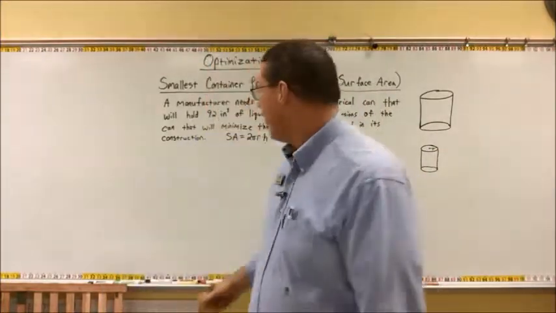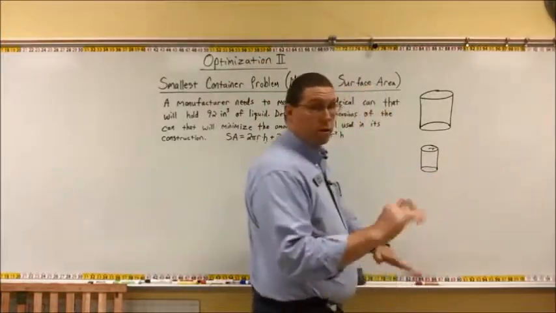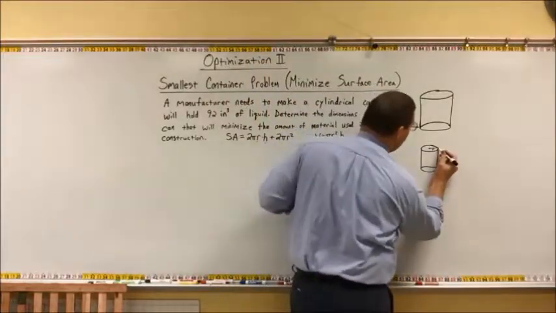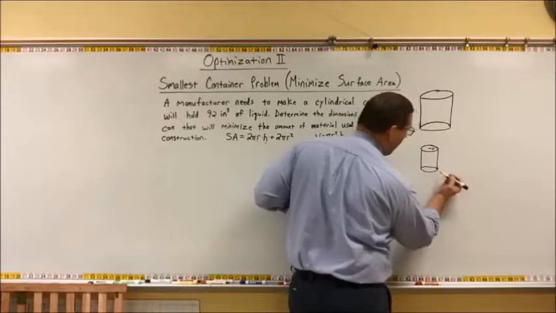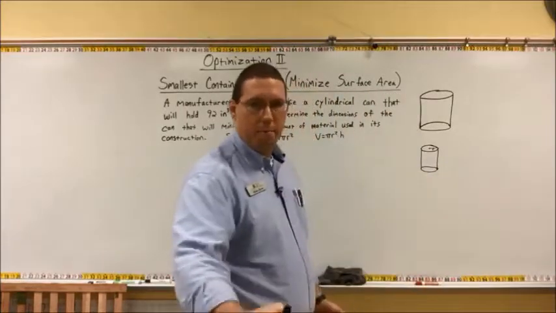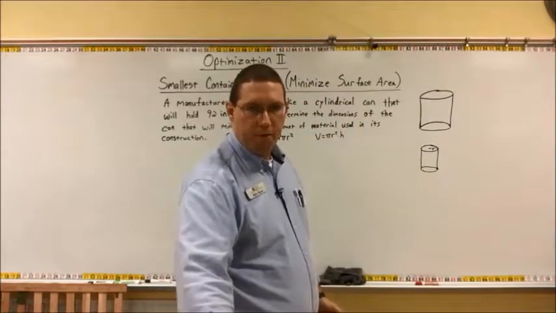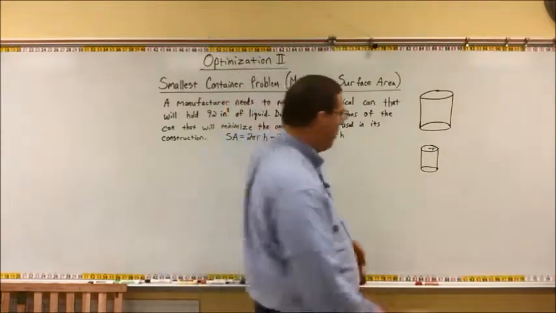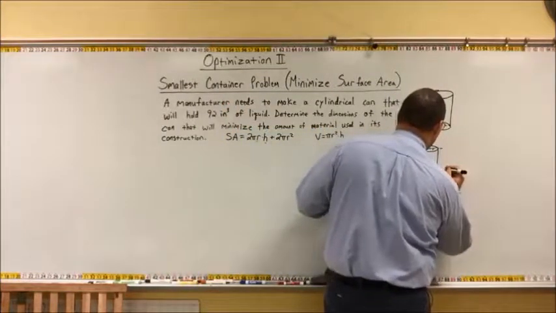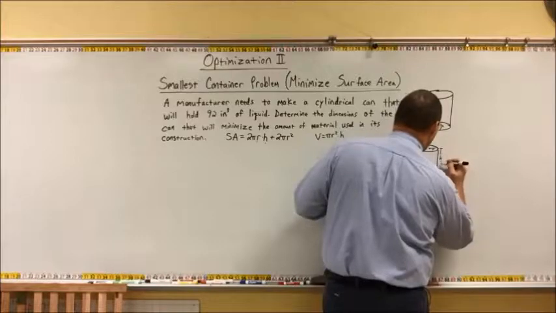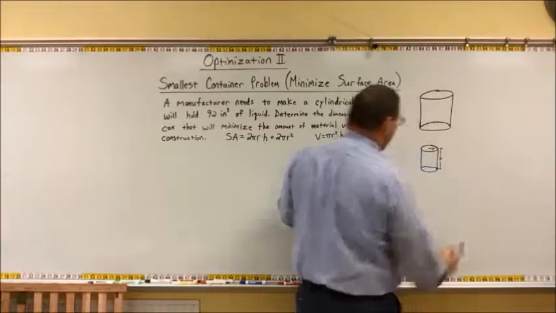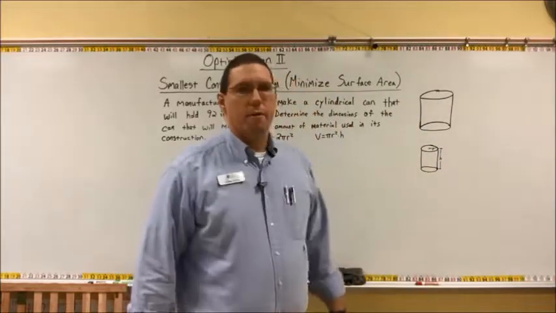Sorry, I should have told you the height also. The height is the distance, if you were to set the can on a table and then measure from the table all the way up to the top of the can, that's the height of the can. So that's the distance from here to here. All right, so we have the height of the cylinder, and then we have the radius of the cylinder.